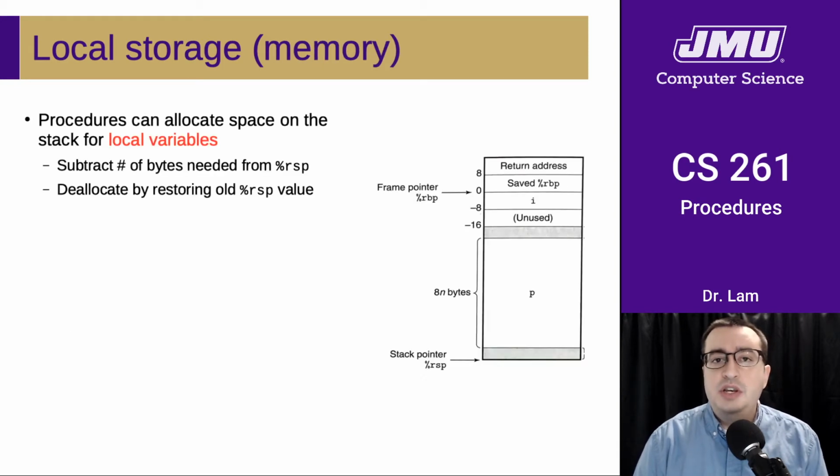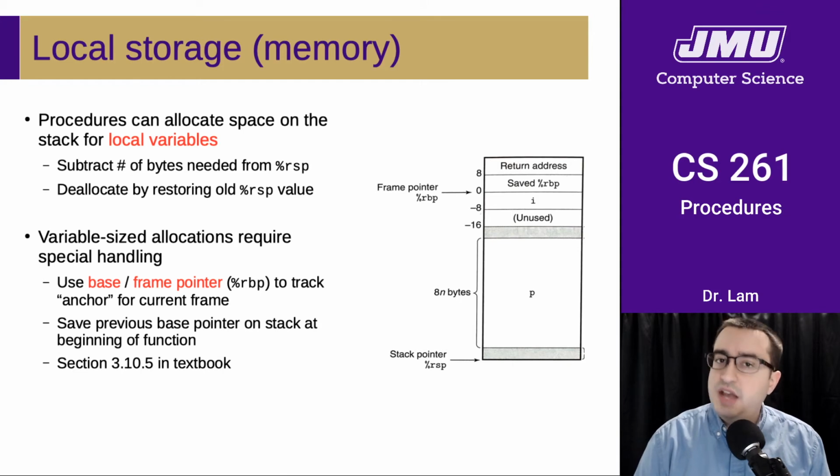If a procedure needs space, one place it can allocate space is in the stack frame itself. So if it has something where you know how much space you need, it's convenient to be able to just store it on the stack so that you don't have to allocate space on the heap. And so local procedures are allowed to do this. You can just subtract the number of bytes that you need from RSP, and that reserves space on the stack for you to store things there and retrieve them. And you can just deallocate the space by restoring the old stack pointer value when you're done.